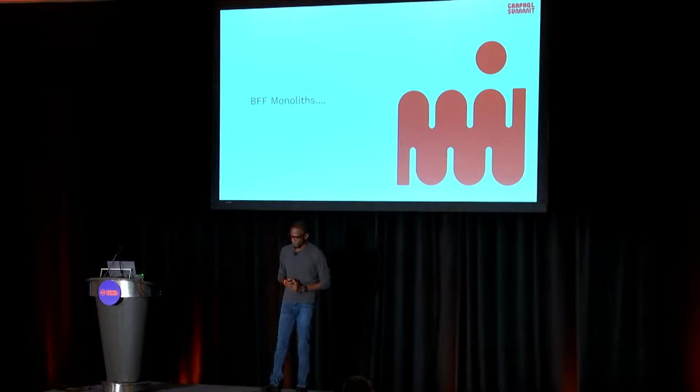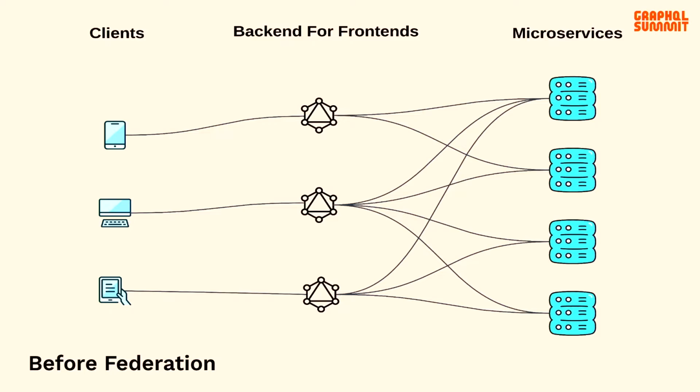BFF monoliths. We all start from somewhere, and our journey is no different at Teya. While monoliths represent a unique approach to software architecture, where a custom API is meticulously crafted for each front-end application, offering fine-tuned control and optimization. This brings us to something that we all started off with.